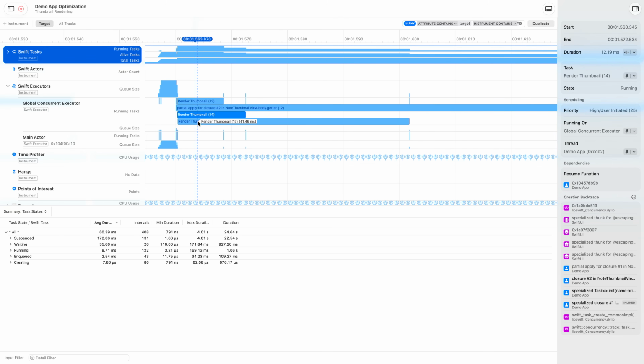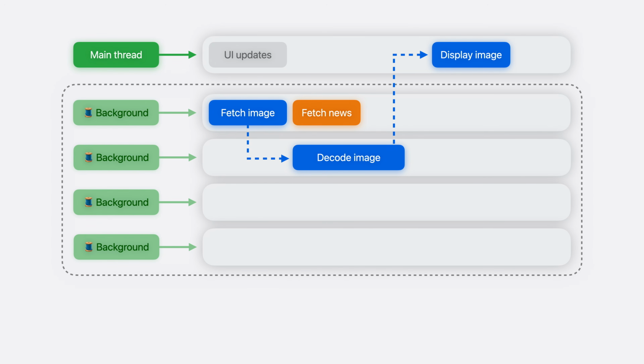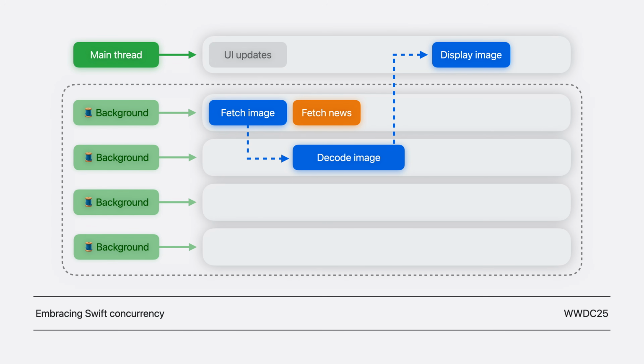Not only did moving this to the global concurrent executor prevent hangs in the UI, but it also allowed us to render these thumbnails in parallel. To learn more about using Swift Concurrency, watch Embracing Swift Concurrency from WWDC26. Alright, Art, one more hang left. Let's bring it home.